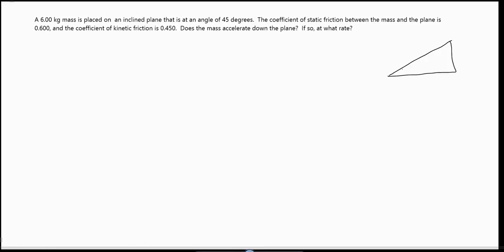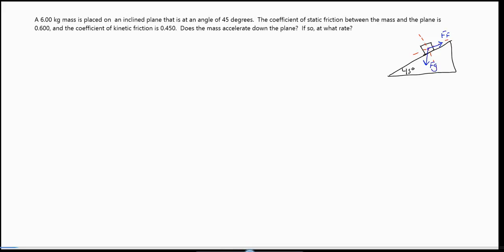The first thing we want to do, as always, is draw a picture of what's going on. So here's my inclined plane. Here's our 45-degree angle. Here's our mass on the plane. I'm going to pick my coordinate axes to be parallel to the plane for the x-axis and perpendicular for the y-axis. If you're not familiar with that, you should look at the video on Introduction to Inclined Planes.